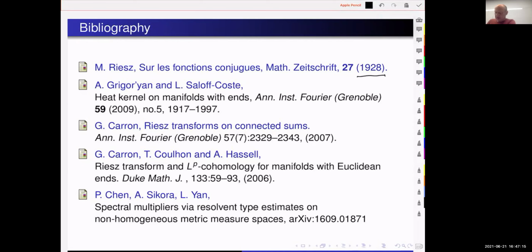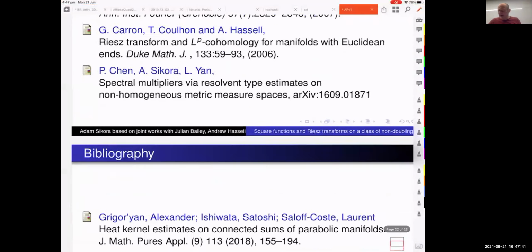Then you've got this paper, which I mentioned. This is a very beautiful paper, very interesting paper, Grigorian and Salow-Cost, about heat kernel on manifolds with ends. And there are a few more results related to some analysis on Hardy spaces. And maybe I should stop at this point.